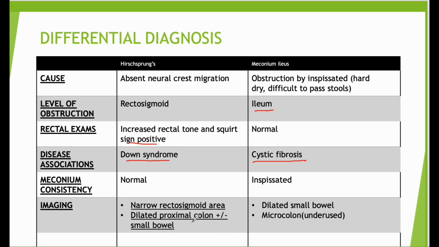Imaging findings will show a narrowed rectosigmoid area and dilated proximal colon with or without the small bowel, as I showed you earlier. And then for meconium ileus, there's going to be dilated small bowel. You may also see microcolon or underused colon on imaging findings.